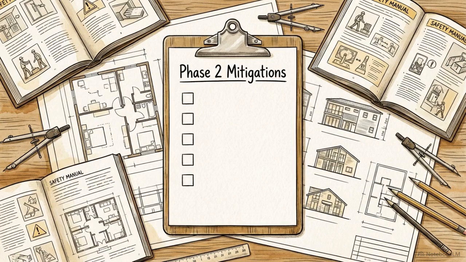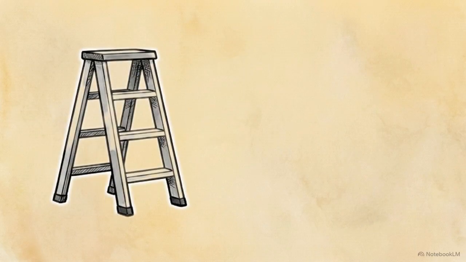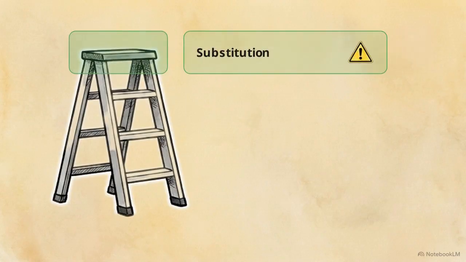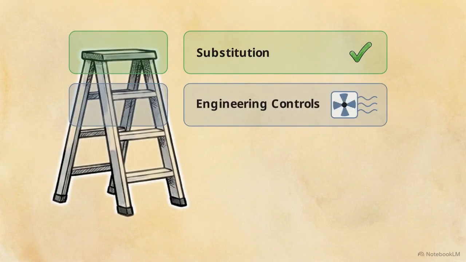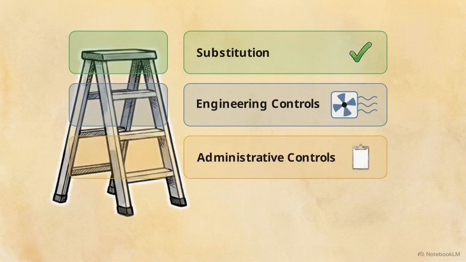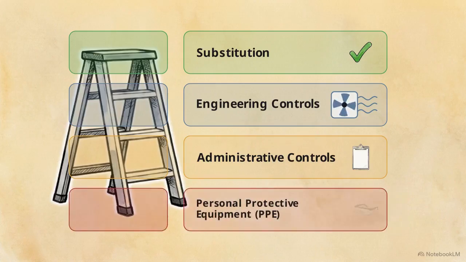Step 5 introduces additional controls. If the residual risk remains too high, supervisors must implement further protections using a framework called the hierarchy of controls. This stepladder graphic prioritizes solutions. For Alvina's ward, we start with substitution, replacing a toxic cleaner. Next are engineering controls, like installing ventilation. Then administrative controls, like limiting exposure time. At the bottom rung is personal protective equipment, or PPE.